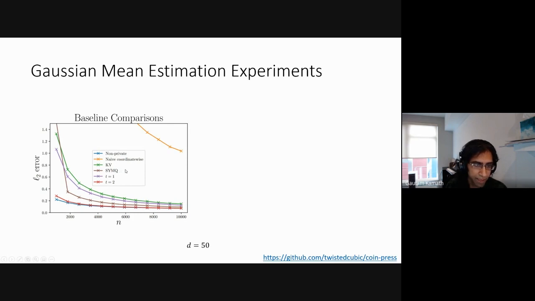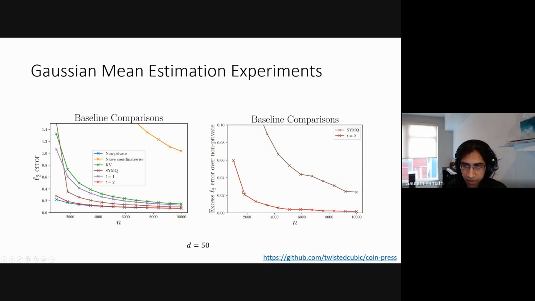So yeah, essentially you can compare our result, the t equals 2 case. The x-axis here is the number of samples, and the y-axis is the amount of error. And so we'd essentially like the line to be as low as possible. You can see that our error is pretty competitive with the non-private error, especially in comparison to all the other alternatives, including, say, the baseline t equals 1 and other previous approaches which don't do quite as well. And if you just compare, say, us with the best alternative, you can see the excess error over the non-private estimate.